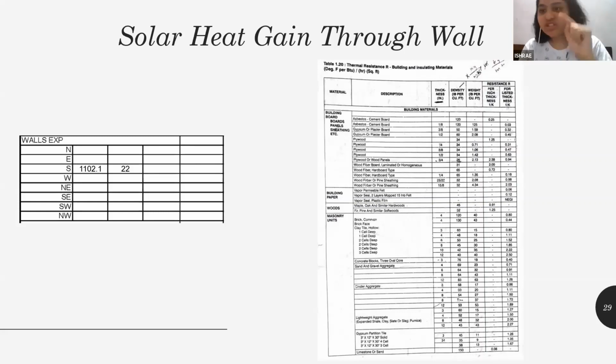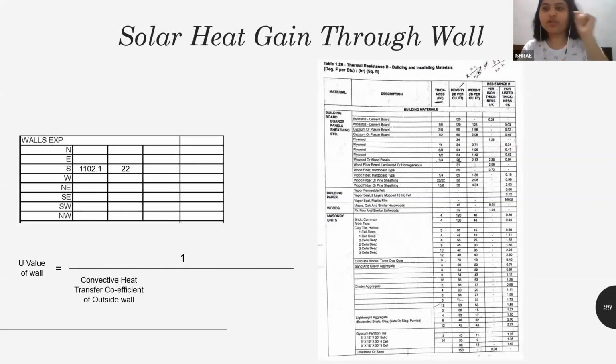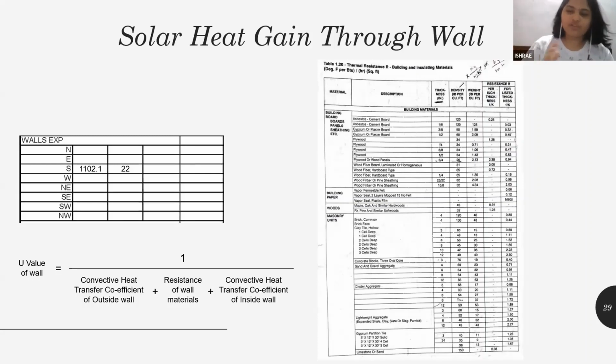But how to use this chart to calculate your final wall resistance or the U value is, here is the formula. The U value of the wall will be 1 upon convective heat transfer coefficient of outside wall plus the resistance of the wall materials. You all can keep adding wall materials and the resistance of those materials. If you all want, put RCC, put plaster, put wood, put whatever you all want. And finally, the convective heat transfer coefficient of inside wall.